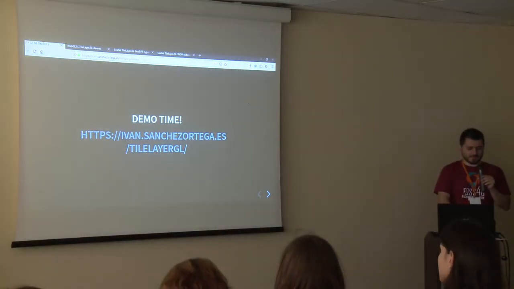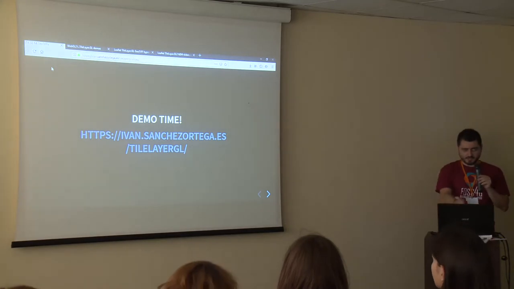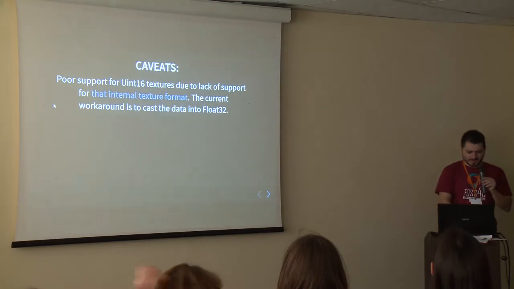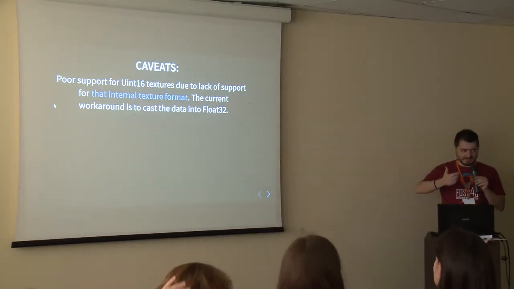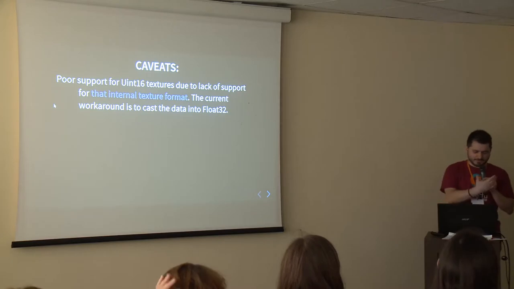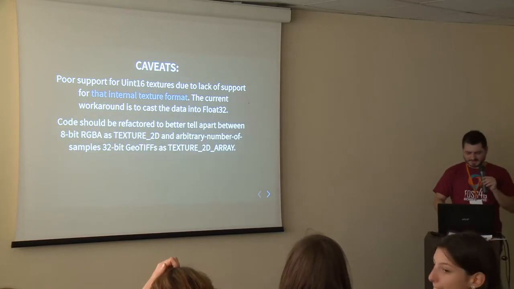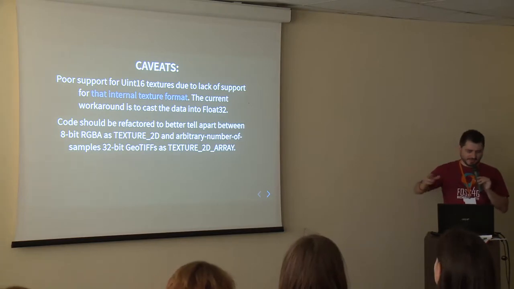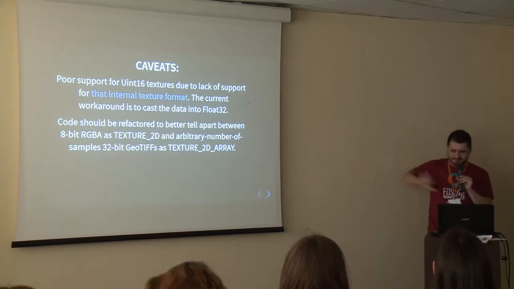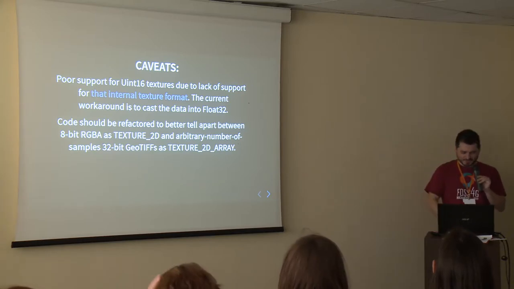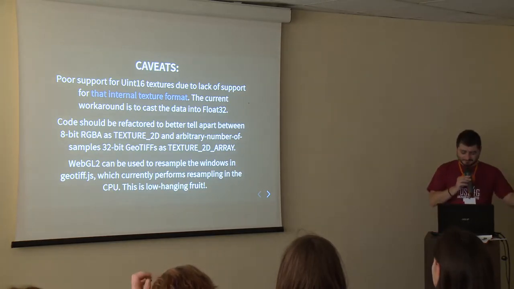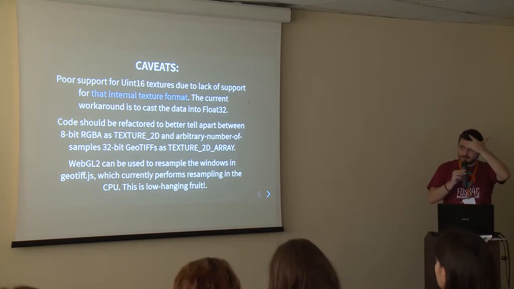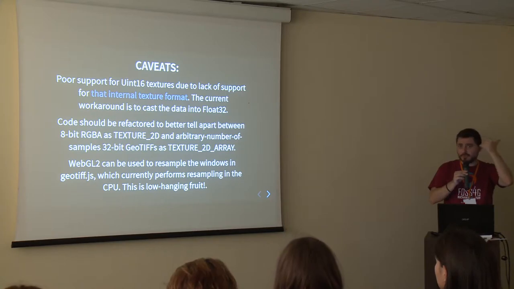I tried to make a few more demos. I didn't really have the time. The code is in some Git repository there. There are some problems there. I have to get the integer 16 textures onto float 32 fields because stuff. We could do things like packing the textures as 8-bit and just passing them and try to make it more transparent. Resampling on GeoTIFF.js takes the CPU, and that's low-hanging fruit. This is something that we should work on.